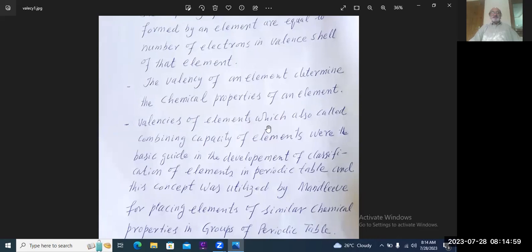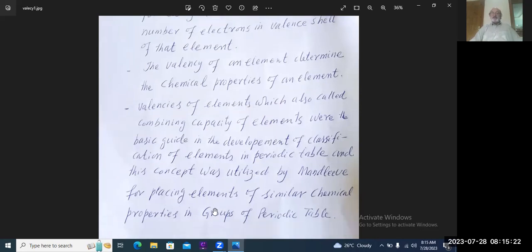Valencies of elements, also called combining capacities of elements, were the basic guide in the development of the classification of elements in the periodic table, and this concept was utilized by Mendeleev for placing elements having similar chemical properties in groups of the periodic table.